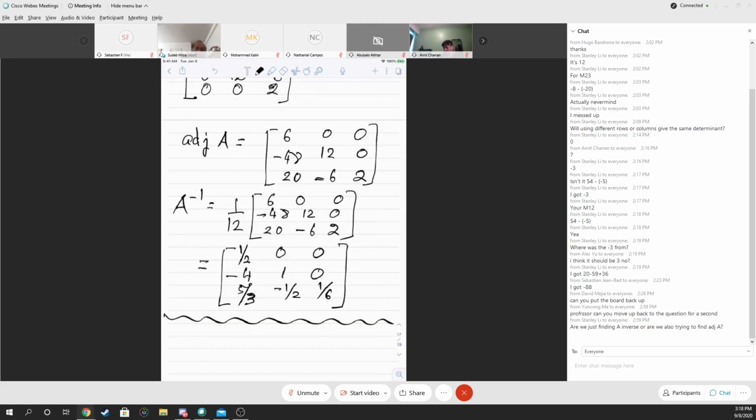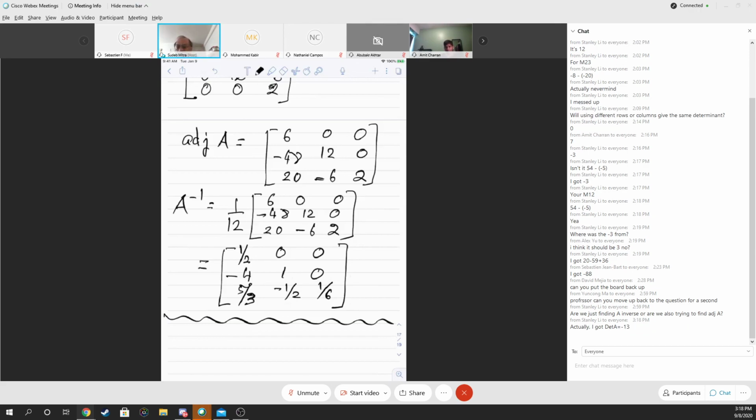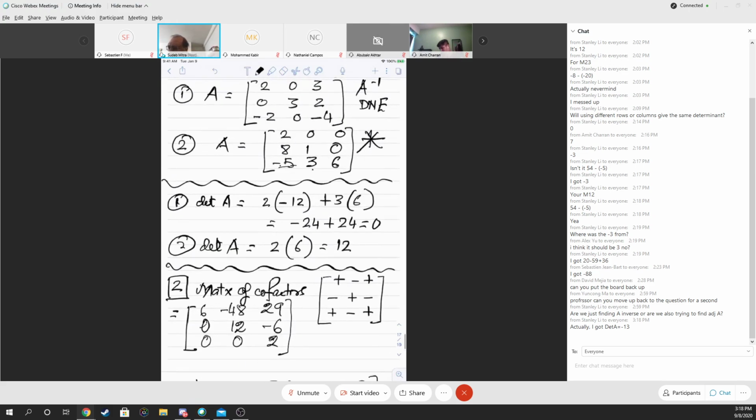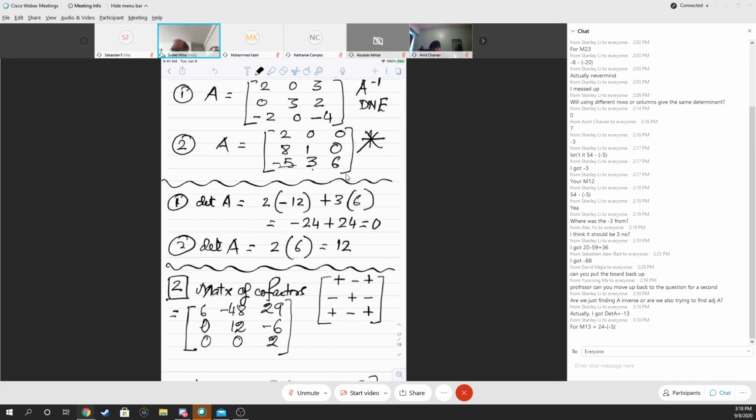Any questions so far? So listen, I got determinant minus 13. Why? How? No, it cannot be. 2 times 6, it's clear. Expand along the first row. Just expand along the first row. It's impossible. 2 times 6 minus 0.